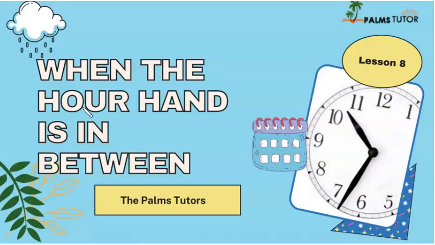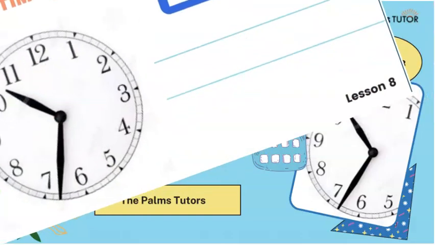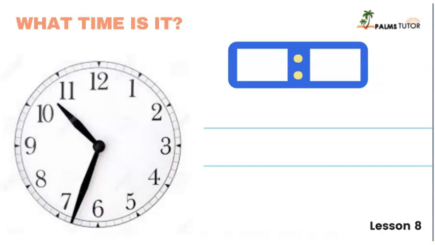Welcome to lesson 8. So what happens when the hour hand is in between 2 hours? How do you say that? You know, sometimes it's not always on that particular number, so it may be confusing, right? So let's look at it.